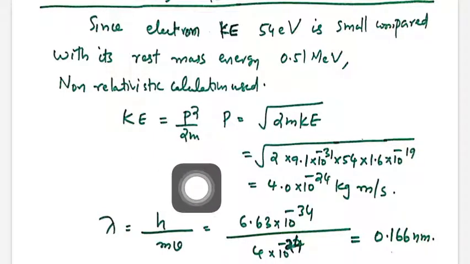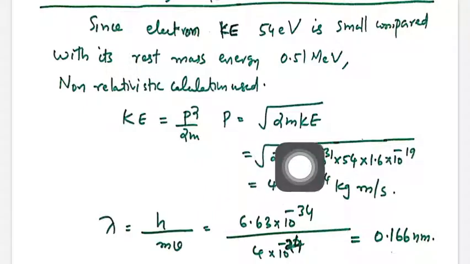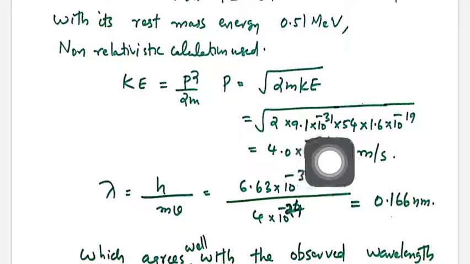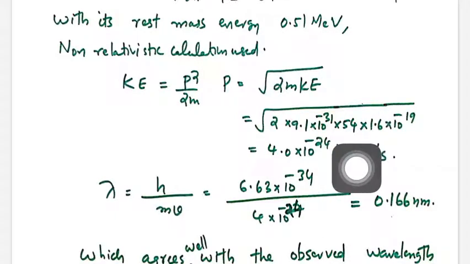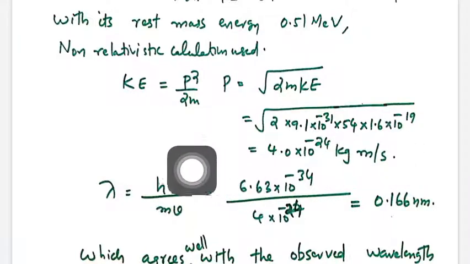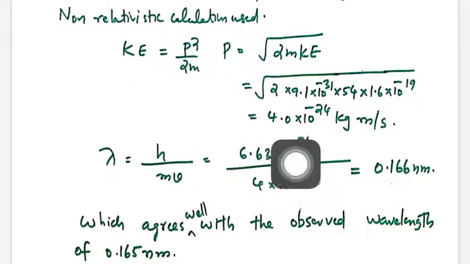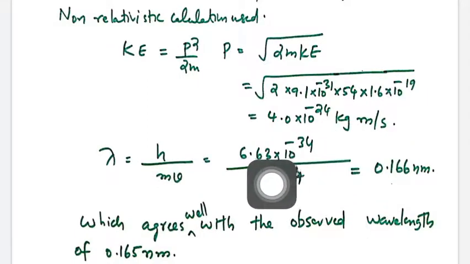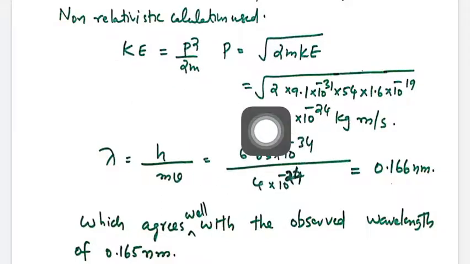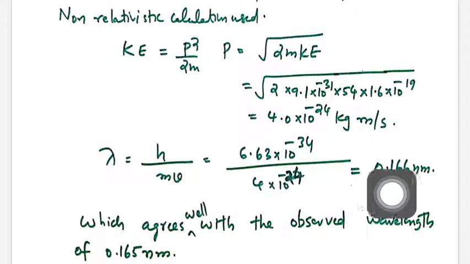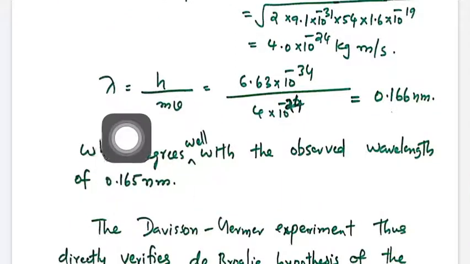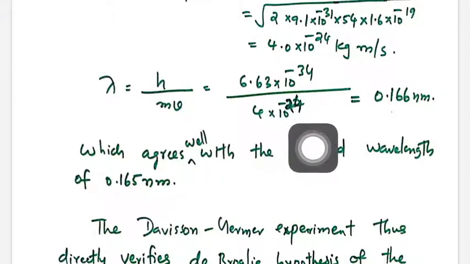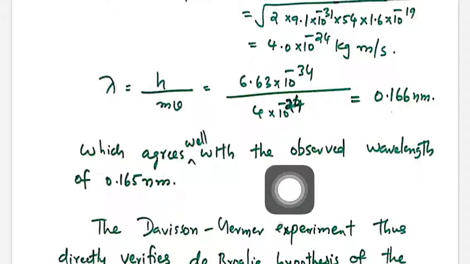The kinetic energy is equal to p square by 2m, so p equals root of 2m times kinetic energy. That is root of 2 times 9.1 into 10 raised to minus 31 times 54 times 1.6 into 10 raised to minus 19, which is equal to 4 into 10 raised to minus 24 kilogram meter per second. So this is the momentum of the electron. Now we calculate the de Broglie wavelength. De Broglie wavelength lambda equal to h by mv, that is 0.166 nanometer.